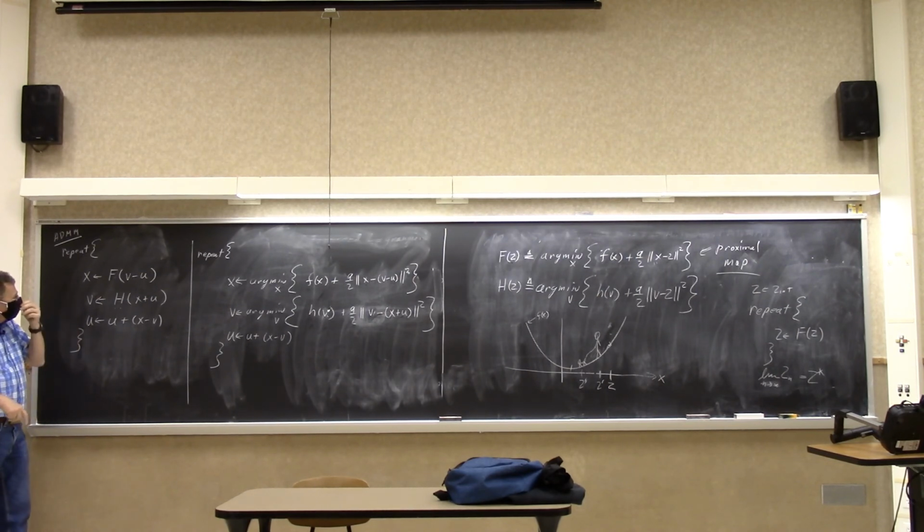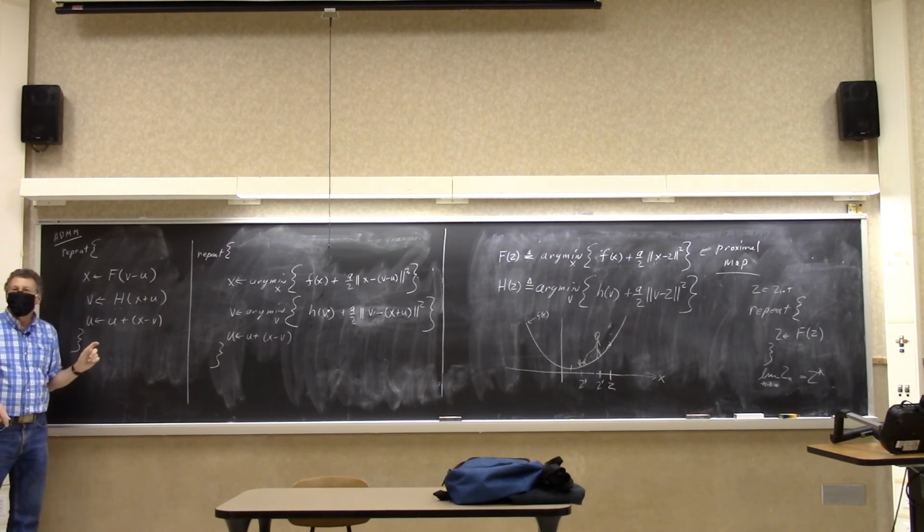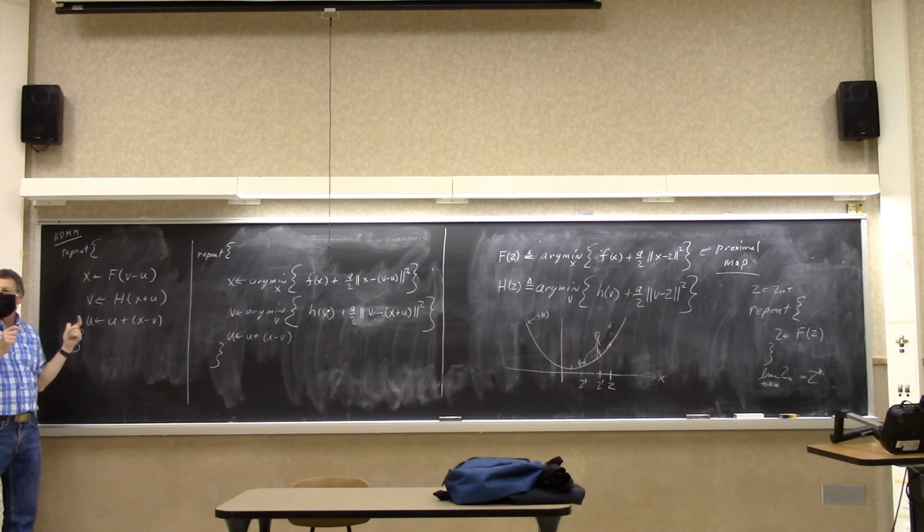But the point is this, without the U, you'll just keep bouncing back and forth. No, I want to do this. No, I want to do that. No, I want to do this. No, I want to do that, right? But the U is sort of a negotiator that forces the two things to agree in some sense.